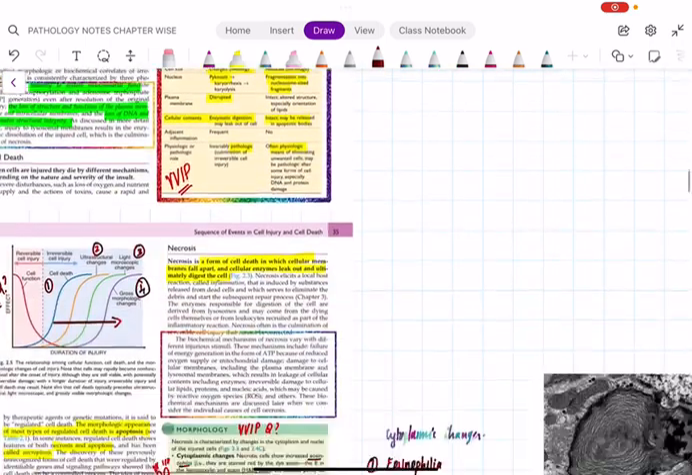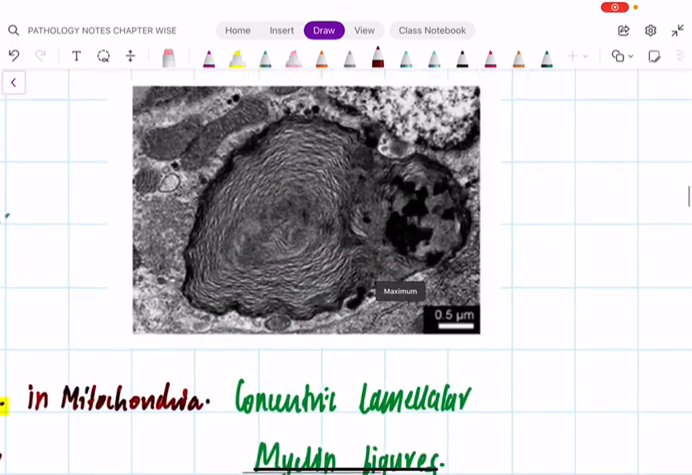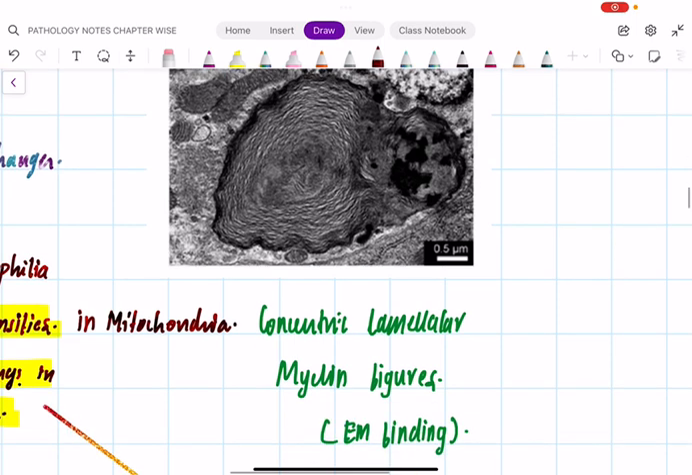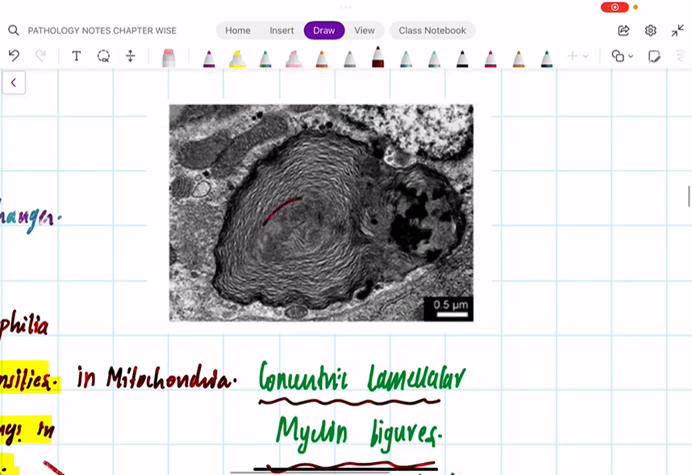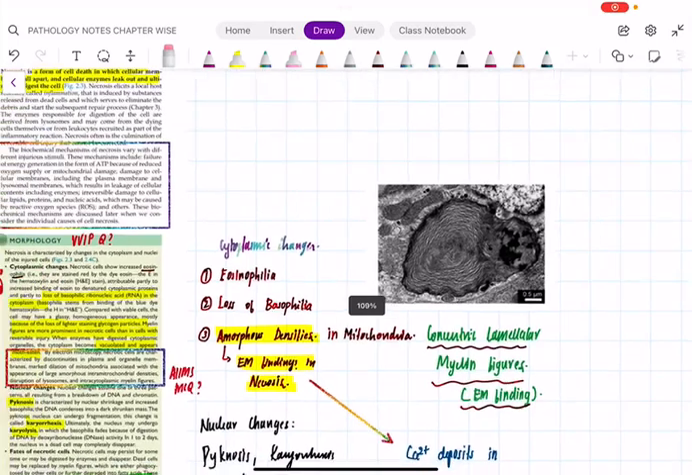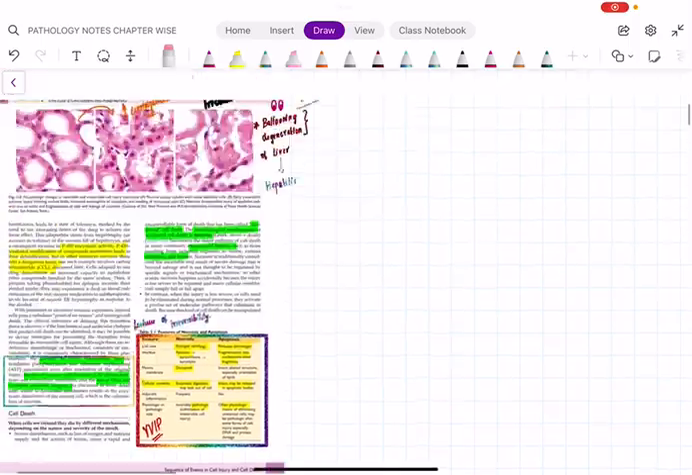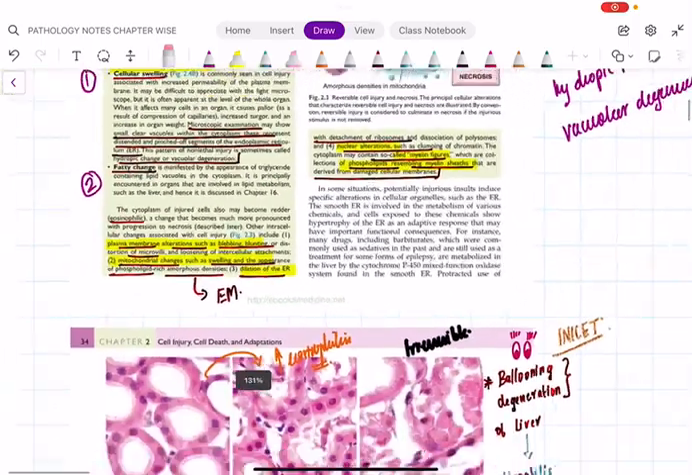Then the next one is called myelin figures. What are myelin figures? As you can see in this picture, the phospholipid bilayer present in the plasma membrane will undergo aggregation to form concentric lamellar myelin figures. You can see the various lamellae here. These are nothing else but the myelin figures. Remember, this is an electron microscopic picture, so this finding is also appreciated only in electron microscopy. I hope things are very clear for you.